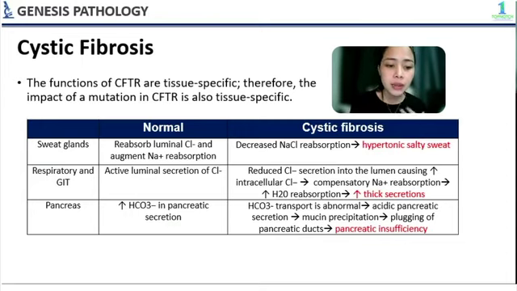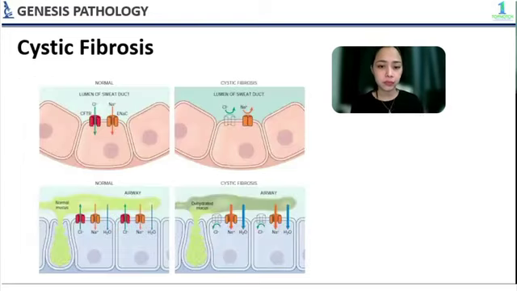And in the pancreas, your CFTR regulates the transport of bicarbonate ions. So if it is defective, there is no bicarbonate in the pancreatic secretion, so it becomes acidic, causing mucin precipitation and, again, plugging of the pancreatic duct. If it is plugged, it cannot secrete its exocrine secretions, and we get pancreatic insufficiency. So this picture just shows what I discussed a while ago.